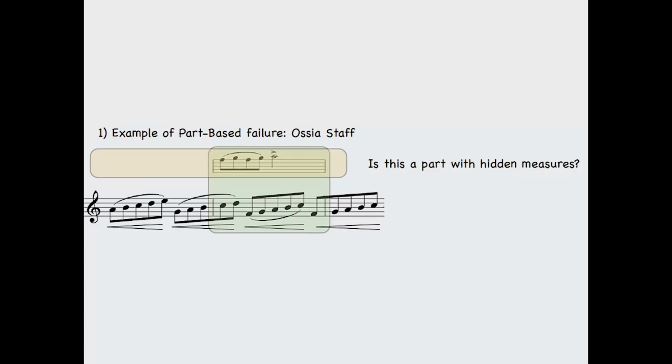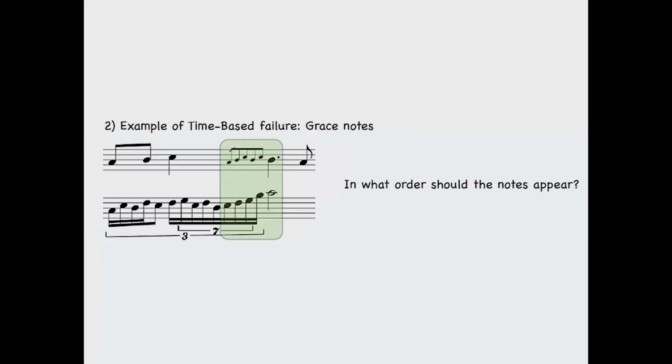But each of them has certain difficult to encode things. For instance, an ossia staff, a staff where something optional is happening, or you can do this instead of something else. What part is that in? How do you encode that? Do you put a part with hidden measures all the way up to this moment and hidden measures all the way to the end? And how do we indicate that the player could do this? So this is something that's very hard to encode when we do part-based representations. So instead, let's move to time-based representations, because they don't have this problem. But instead they have other problems.